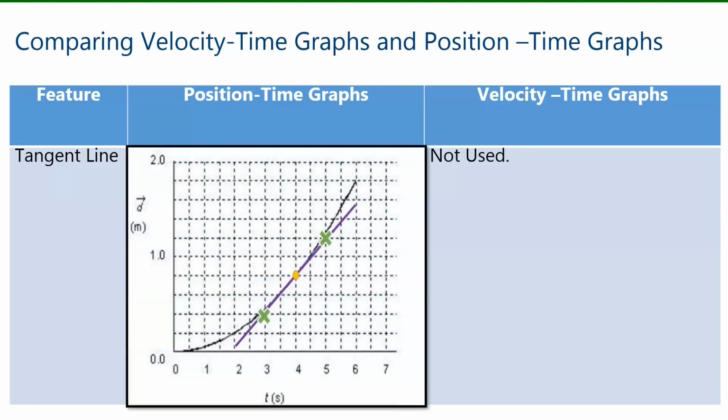So for a position time graph where you're drawing a tangent line to determine the slope of the line and the instantaneous velocity, it would look like this. The purple line represents the tangent line, which is drawn against the curve line on the position time graph.